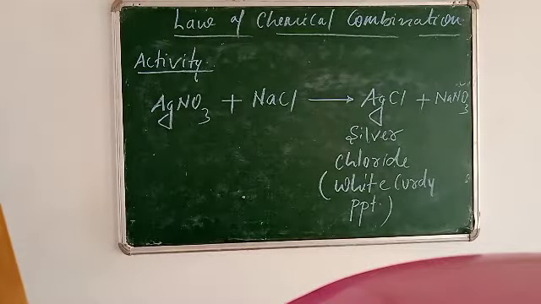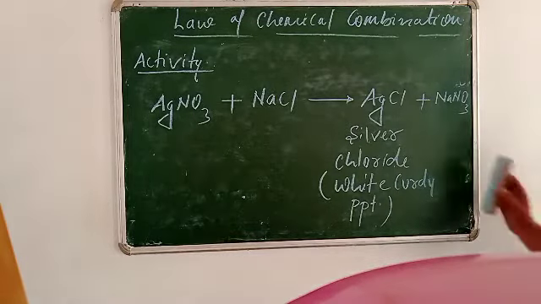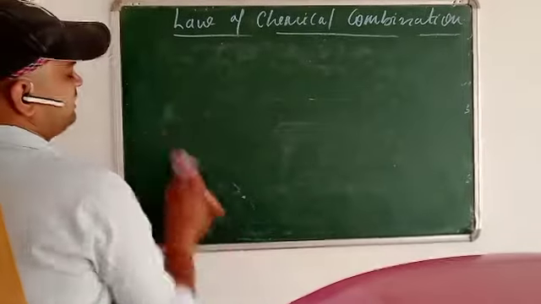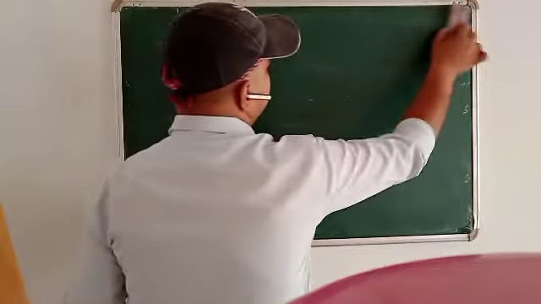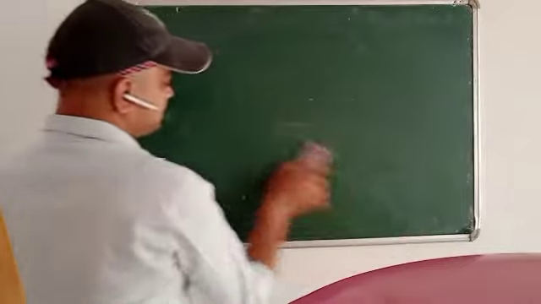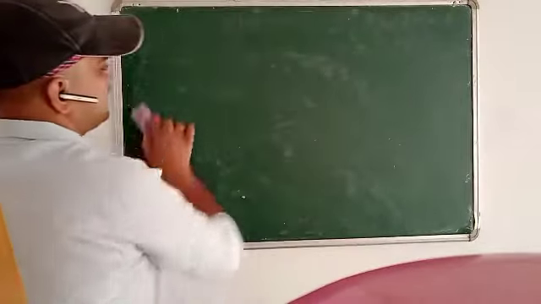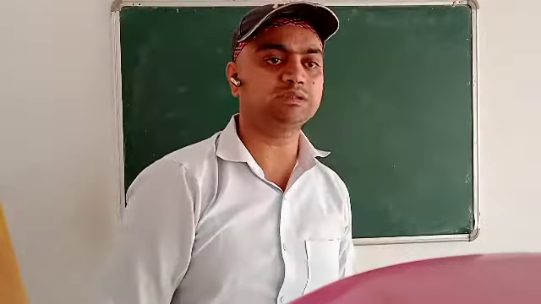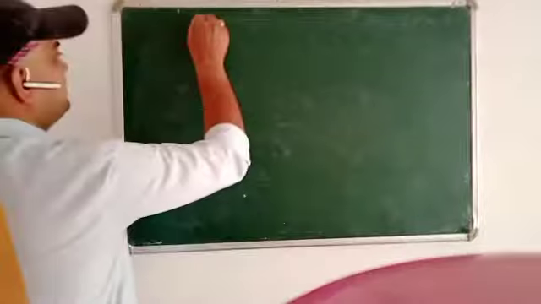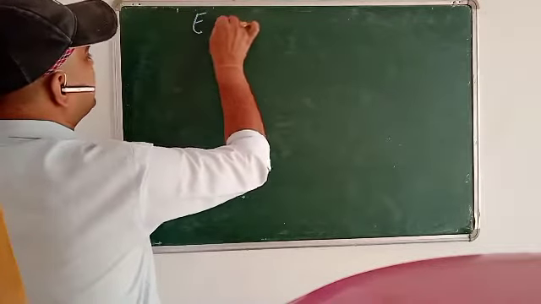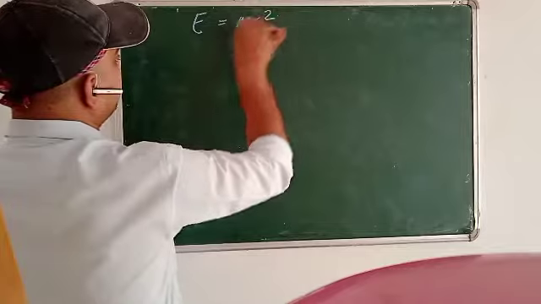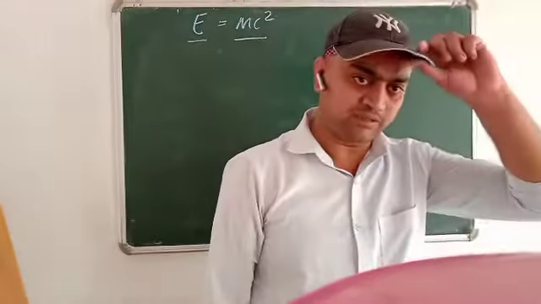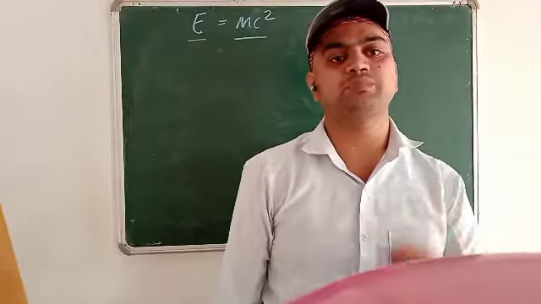Now we talk about how nowadays this law of conservation of mass is not applicable in some reactions. For example, rusting of iron is an example of a limitation for the law of conservation of mass. And the second thing is the equation derived by Einstein, E is equal to mc square. This equation also shows that the law of conservation of mass is not applicable in some cases.